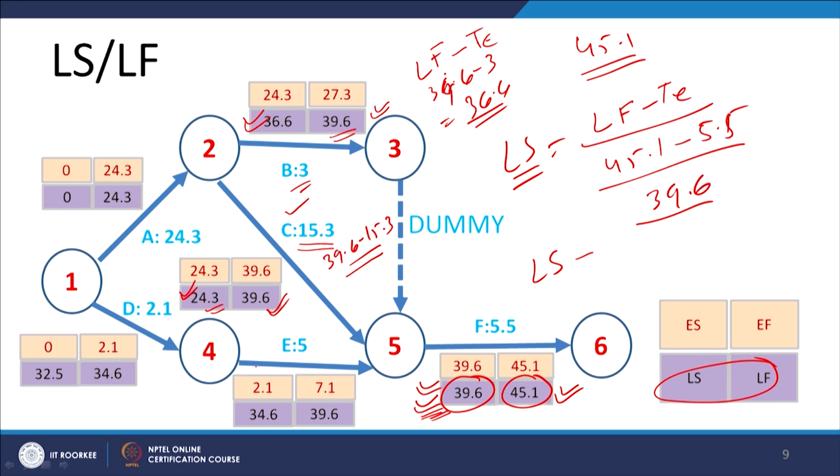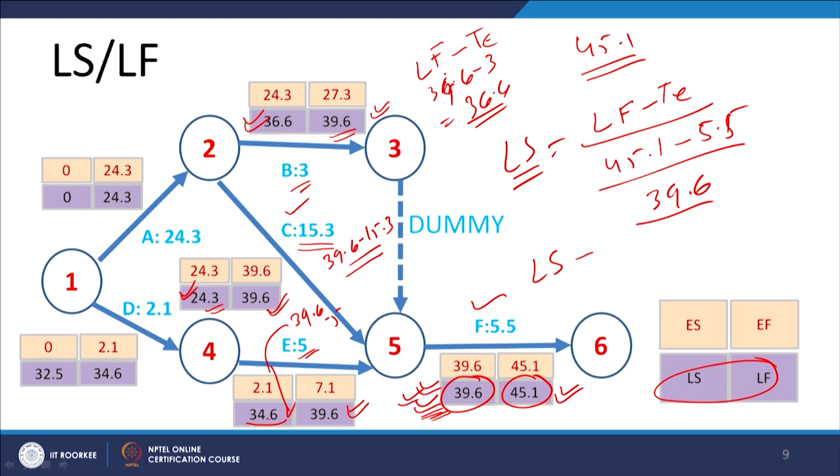Now, it is important to see by what time activity E is to be started. In any case, to start activity F at 39.6, it is necessary that activity E is completed by that time. So, 39.6 becomes the latest finish time for activity E. The time to complete activity E is 5. So, 39.6 minus 5 gives us the latest start time for activity E, which is 34.6.